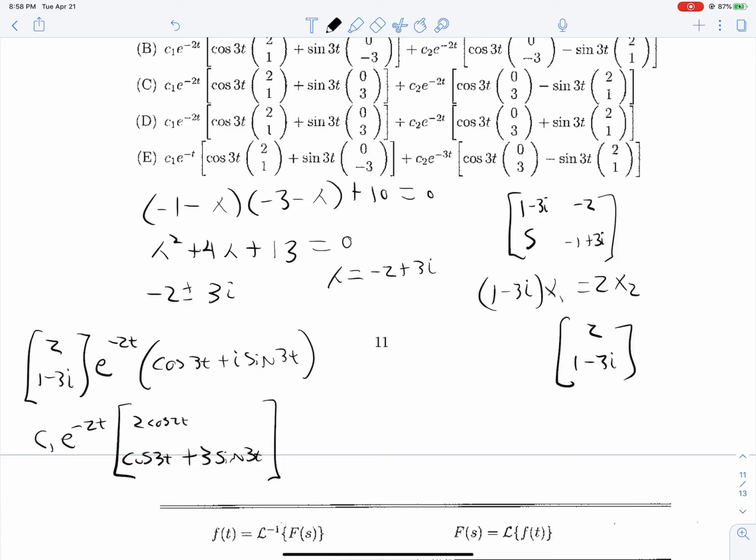So now we'll add c2 e to the negative 2t times the imaginary bits that we get. We'll get 2i up top, so 2 sine 3t. I'm not sure why I said negative. It's just 2i sine 3t, drop the i, we get 2 sine 3t. And then on the bottom, if we multiply cosine by that negative 3i, we'll get negative 3 cosine 3t. And then if we multiply i sine 3t by 1, we will get plus sine 3t.